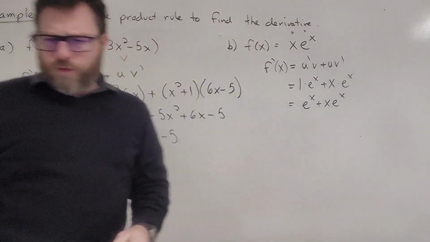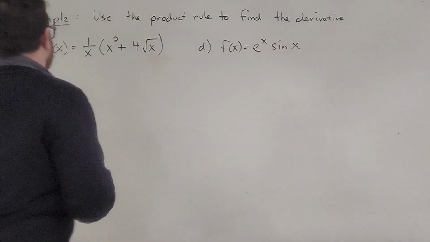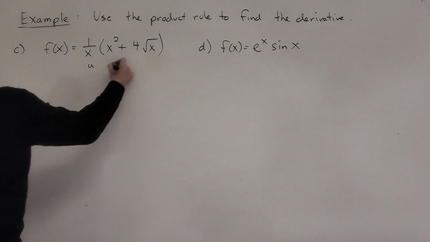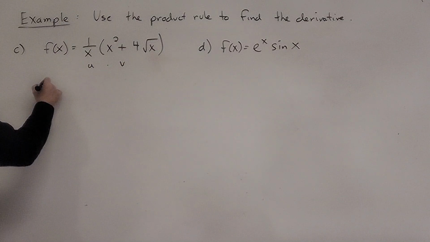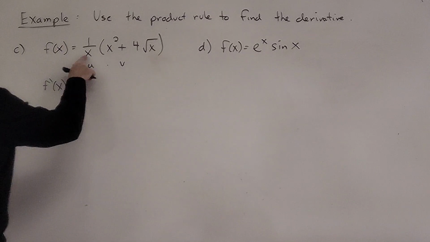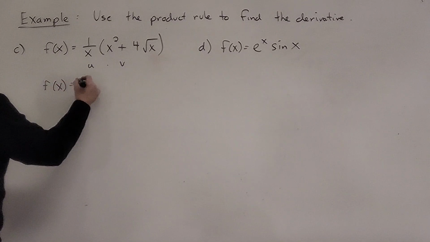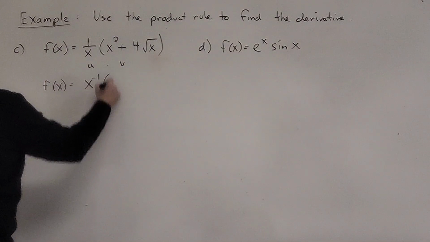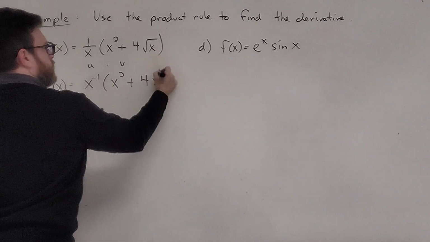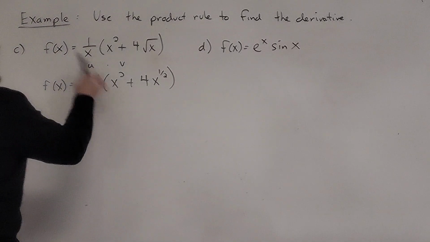So 2 more examples for the product rule. We'll move on to the quotient. So we'll take the derivative of these 2 products. So again, this is going to be u, and this binomial is going to be v. So f prime of x is going to be the derivative of the first. Now, notice that u is the same thing as x to the negative 1. So let's just rewrite that. So this is going to be x to the negative 1 multiplied by x squared plus 4. And let's rewrite this one as well as x to the 1/2 power. It'll be easier if we write them as base to power.